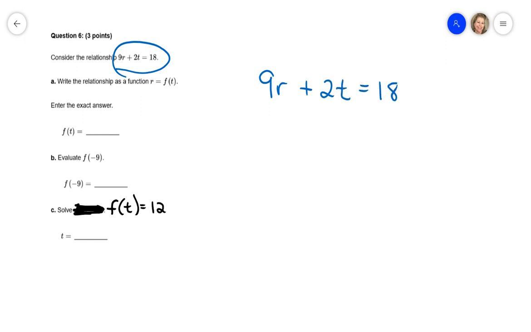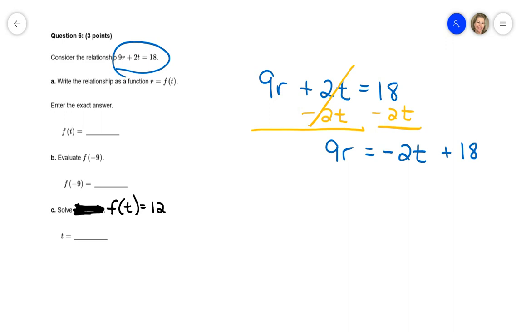All right, so the first thing I need to get rid of is the 2t. So I'm going to subtract 2t from both sides. It cancels out on the left, leaving you with the 9r. And on the right, you have two ways you can write this. You can write it 18 minus 2t, or I can put the minus 2t first and then the plus 18.